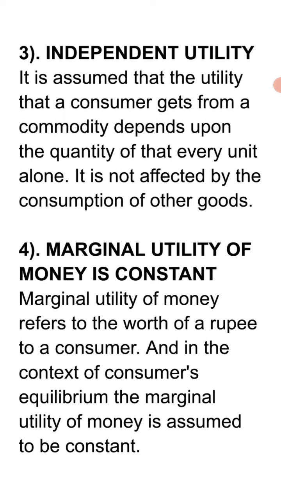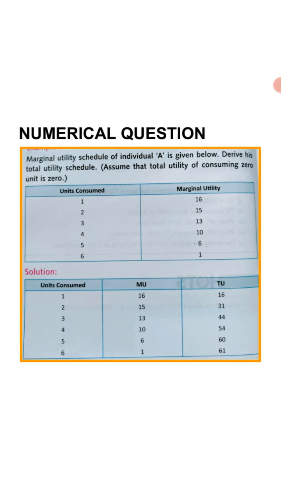Now, the last assumption is that the marginal utility of money remains constant. It is also known as MUM. Initially, we will understand what the marginal utility of money is. It refers to the worth of a rupee for a consumer. The value of 1 rupee for a consumer, that is the MUM, marginal utility of money. And whenever we study the consumer equilibrium concept, the MUM is assumed to be constant.